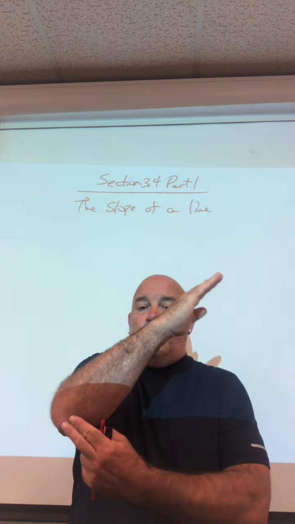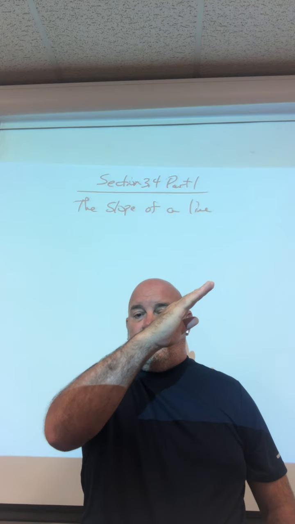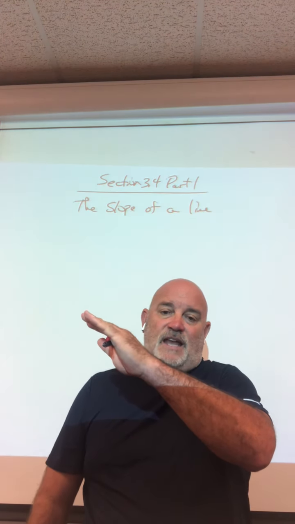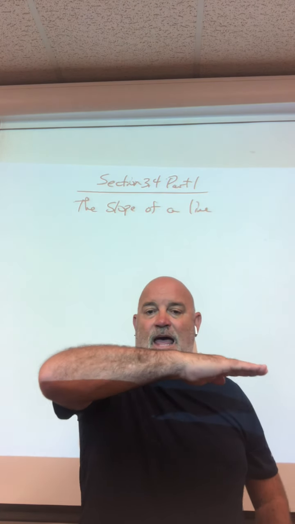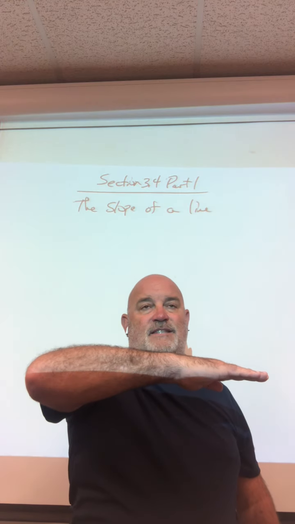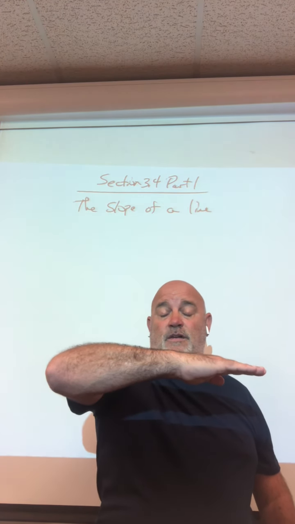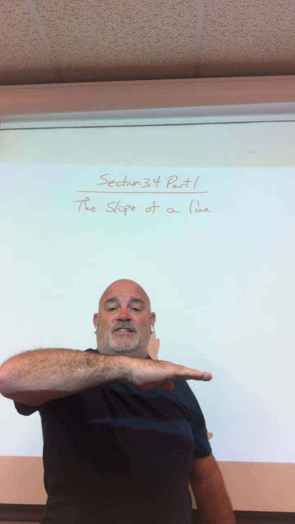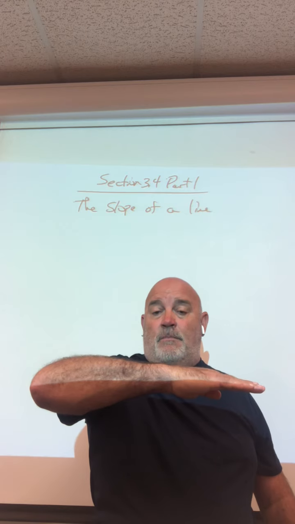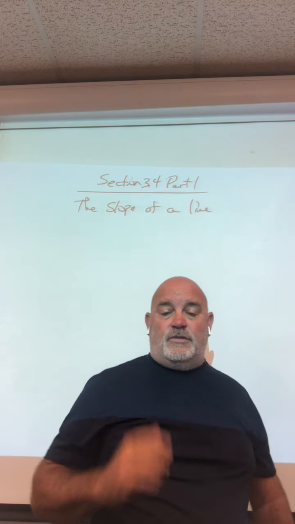If a line goes uphill from left to right, the slope is positive. If a line falls from left to right, the slope is negative. If a line is perfectly horizontal, remember in the last section we said if it has just a y in it, if it's perfectly horizontal, that line has a slope of 0, because 0 is the number that's between the positive numbers and the negative numbers.